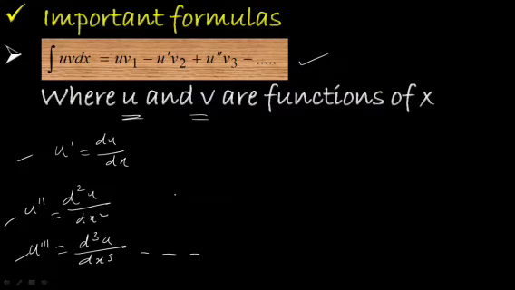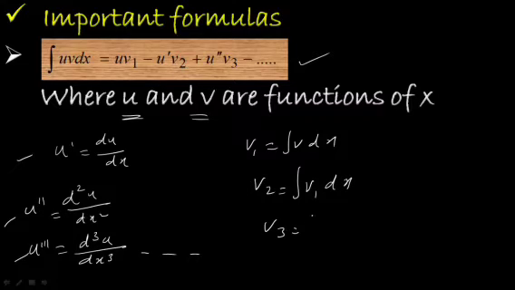So here u dash, u double dash and u triple dash etc. represent the successive derivatives of u, whereas v1 is nothing but integral v dx, v2 is equal to integral v1 dx, and v3 is equal to integral v2 dx. That is, you have to integrate v1 with respect to x once, here twice, here thrice. So here v1, v2 and v3 etc. represent the successive integrals of v.